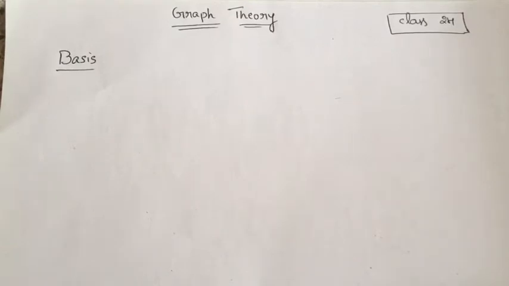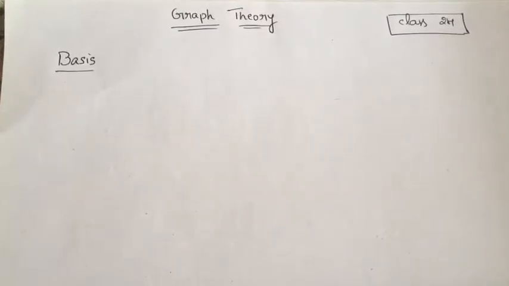In this video I'm going to give you an idea about basis of a graph, basis vectors of a graph and subspaces in the vector space of a graph. In general, if every vector in a vector space, say W, can be expressed as a linear combination of a given set of vectors, then this set is said to span the vector space W.